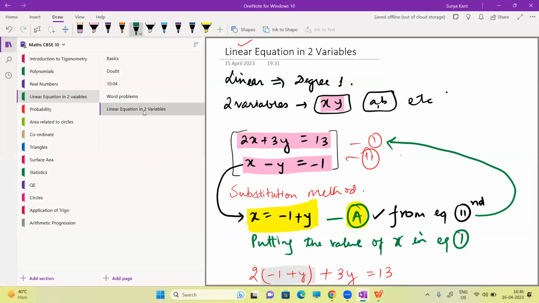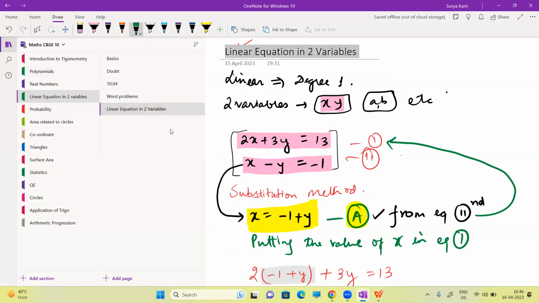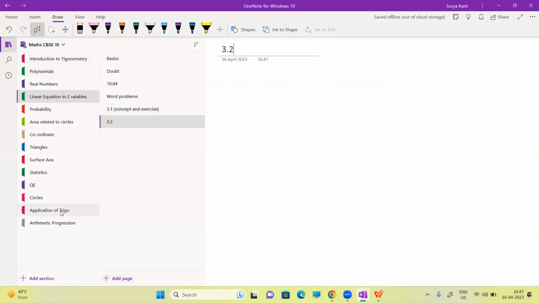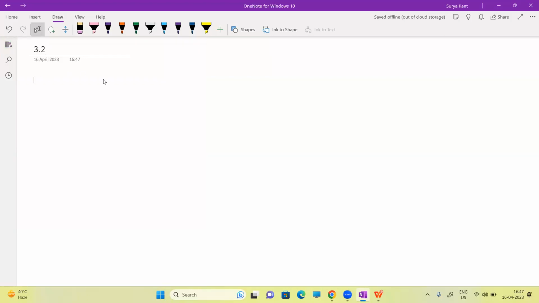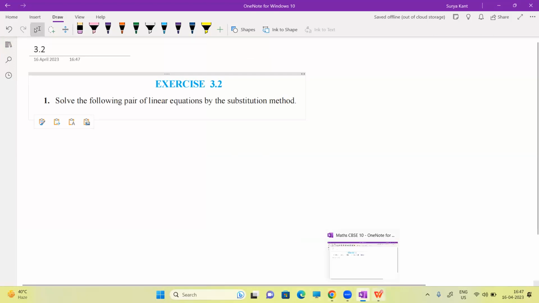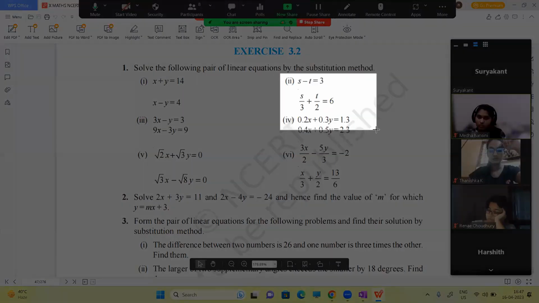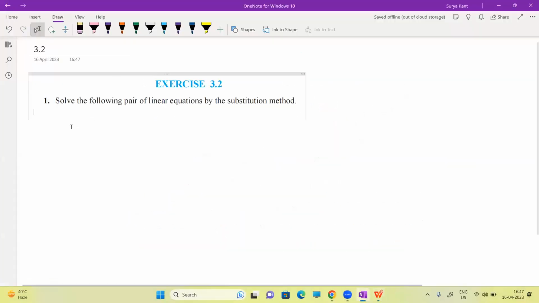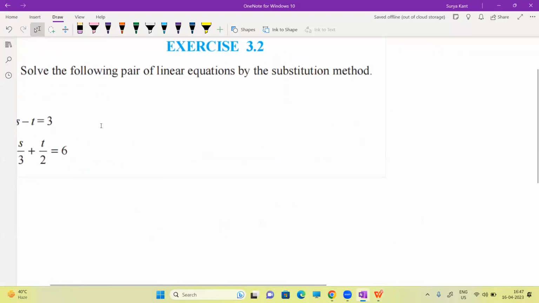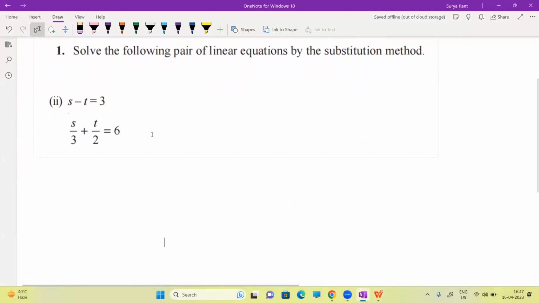This one I just write here, 3.1. Concept and exercise. And now we just write here, 3.2. Question number one, we have to do now. Question number two over here. Question number first, second part. Solve the following pair of linear equations by substitution method.